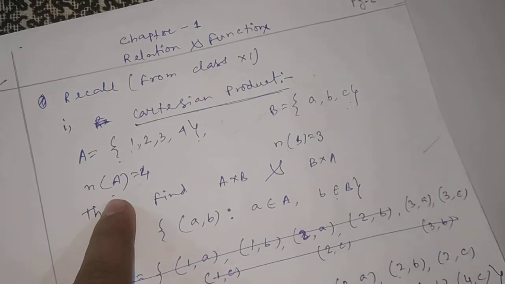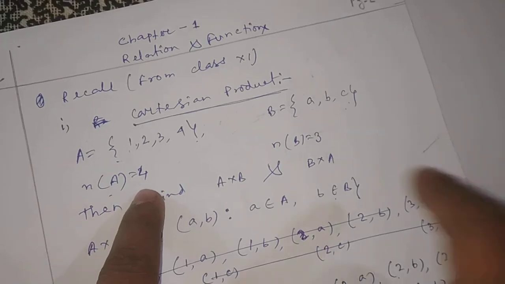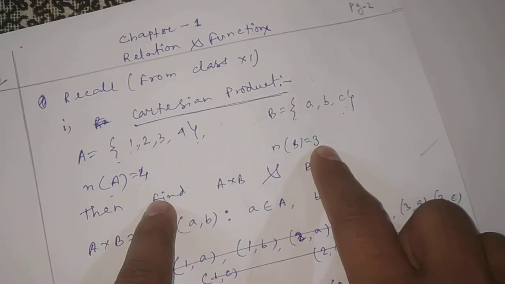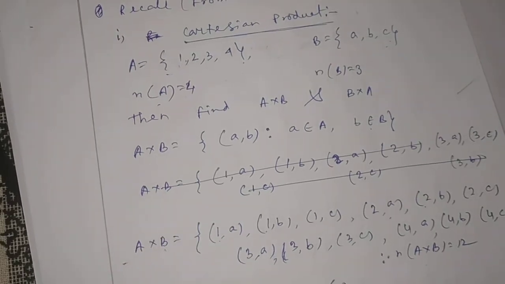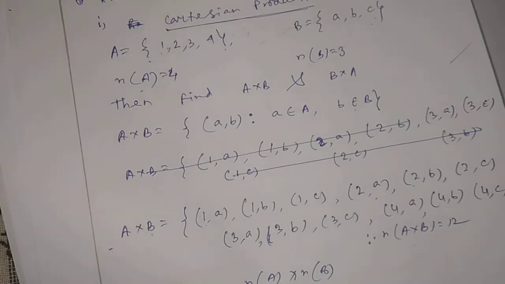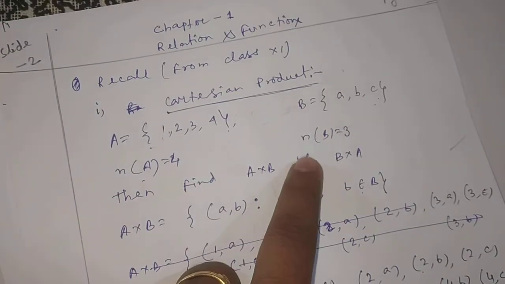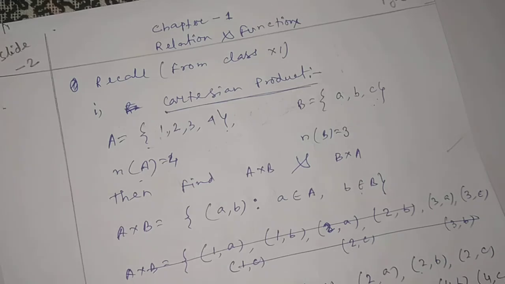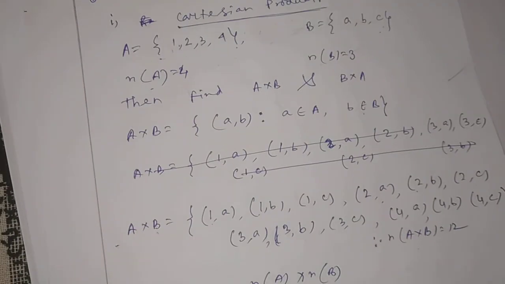First, look here. What is the n of A here? 4. What is the n of B here? 3. So we can say the number of ordered pairs in A cross B will be 4 into 3. Again I am saying n of A equal to 4, n of B equal to 3. So the number of ordered pairs in A cross B will be 4 into 3.